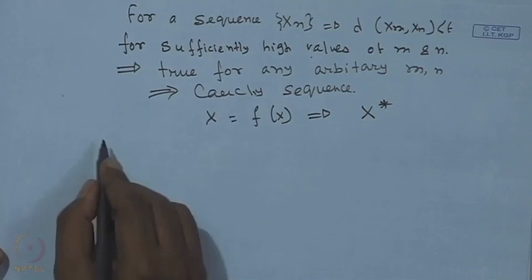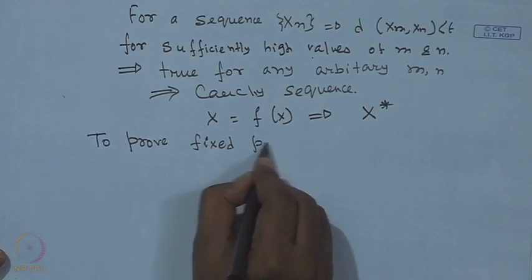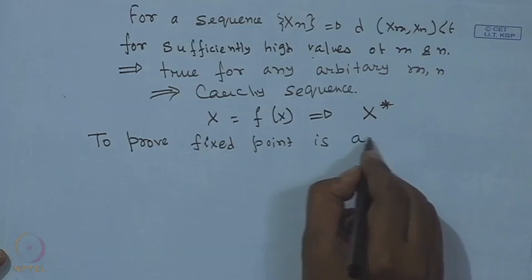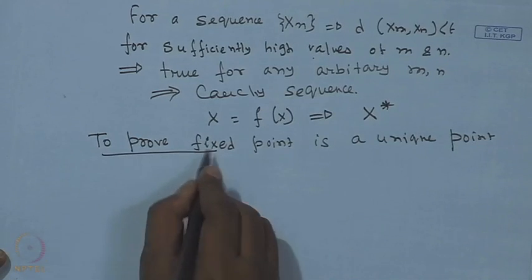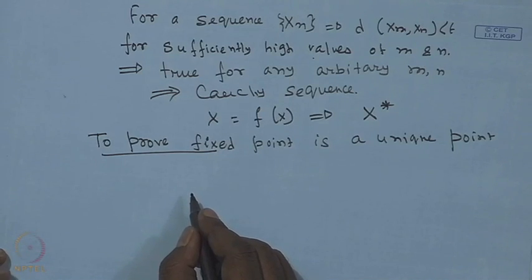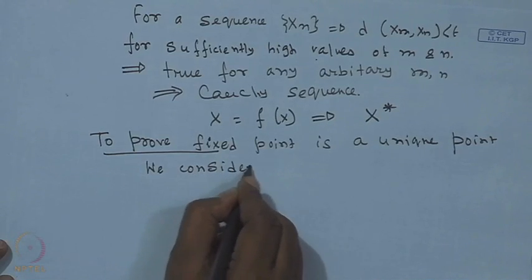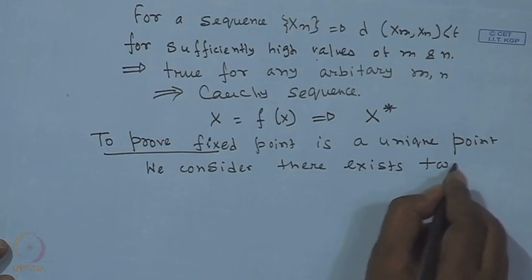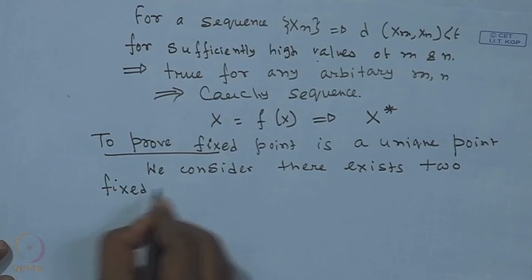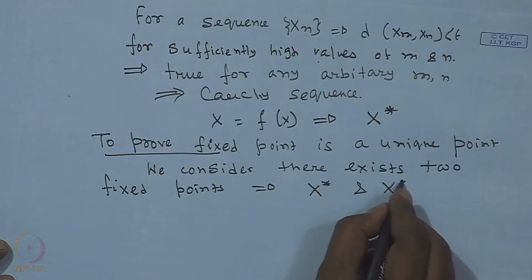Now, we have to prove that this fixed point is a unique fixed point. That means we have to prove the obtained steady state is the unique steady state. To obtain that, we use the logic of negative reasoning. So, we consider that there exist two fixed points. These are x star and x double star.